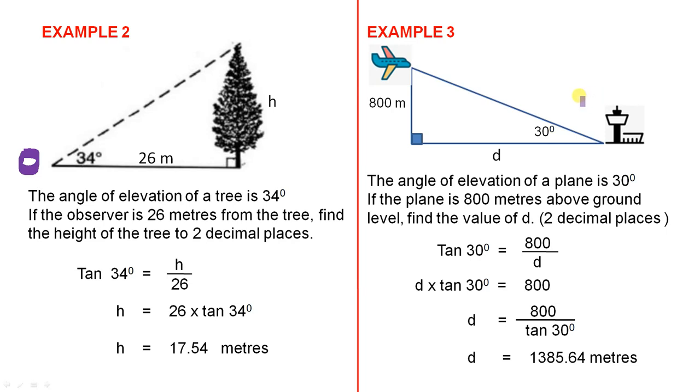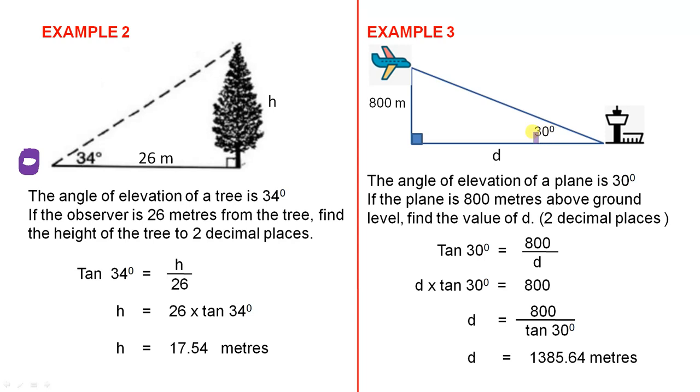The third example, the angle of elevation of a plane is 30 degrees. So there's the angle of elevation. If the plane is 800 meters above ground level, from there to there, find the value of d. That is the distance from here, that is below the plane, to the tower.